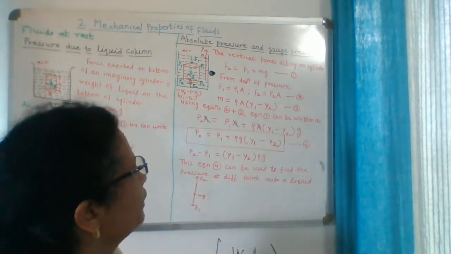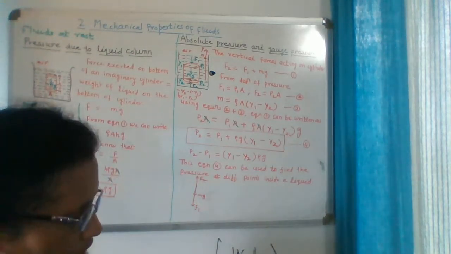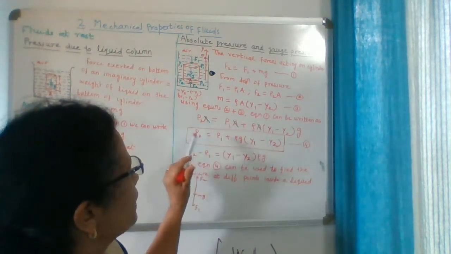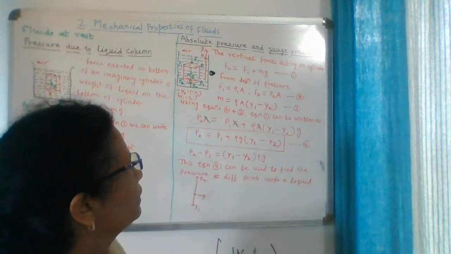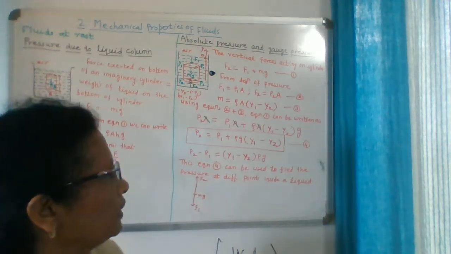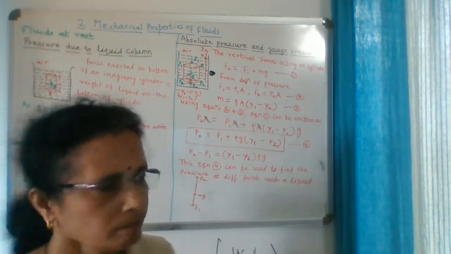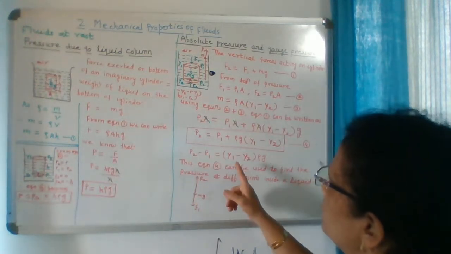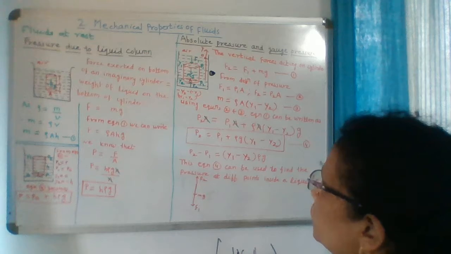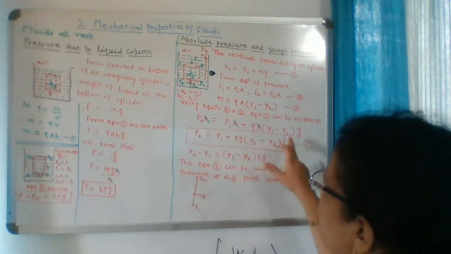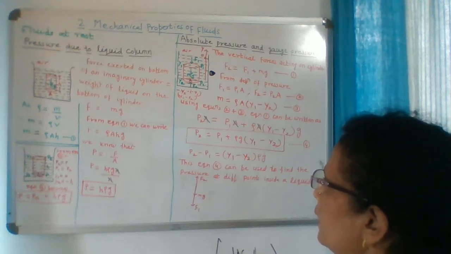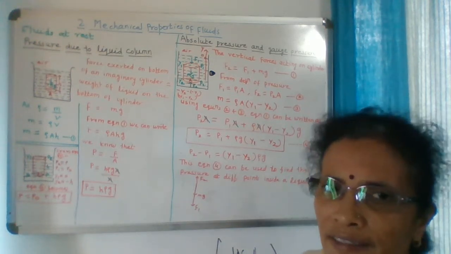So substituting this value, the cross-sectional area A is cancelled. So the remaining terms are P2 equals P1 plus rho g into y1 minus y2. So P2 minus P1 will equal y1 minus y2 times rho g. So using this equation, equation number 4, we can find the pressure at different points inside the liquid.